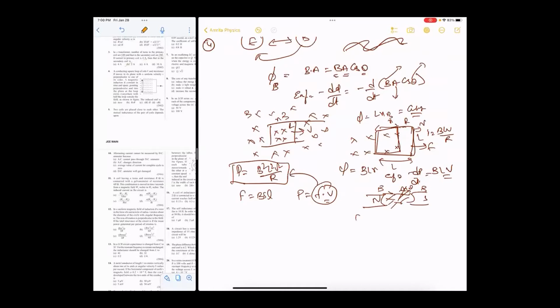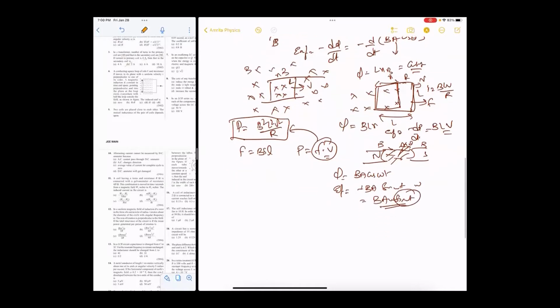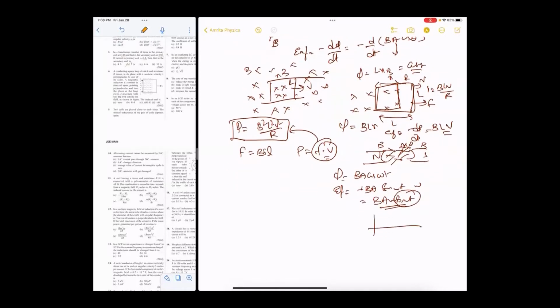So in this case, B into A into cos phi, phi is omega t. This is the flux. So EMF is equal to minus BA into differential of sine omega t into omega, and minus into minus is plus. So BA omega sine omega t. So this is why we are getting a sine wave, right? So you can see the sine wave like this.